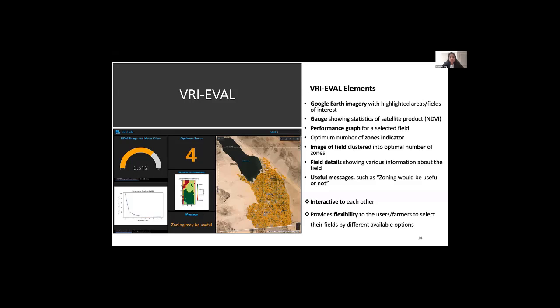And we have a message element which tells you whether the zoning may be useful or not for your selected field. All these elements are interactive with each other, and it provides flexibility to the users, farmers, to select their fields by different available options, which I am going to discuss in detail later on.